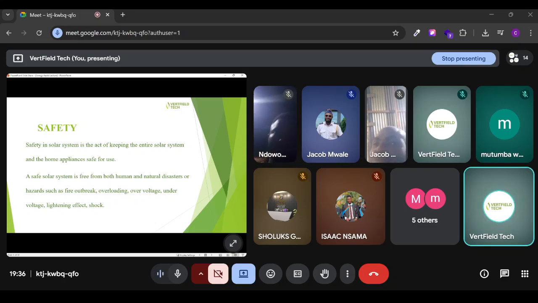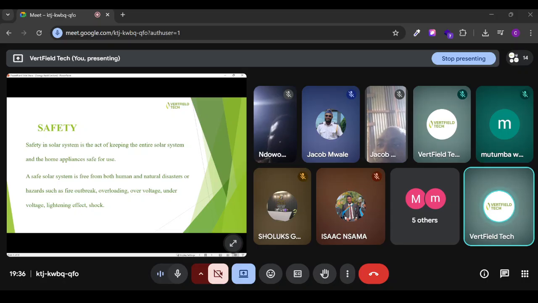However, the key thing to take away from this lecture right now is that yes, you are allowed, you are advised to safeguard your solar system. However, there are two parts when it comes to the solar system. Yes, there are two parts. You have the AC part and you have the DC part.